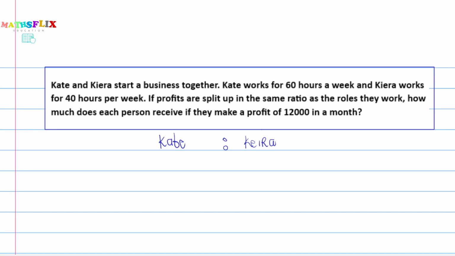They have a ratio. Kate works for 60 hours. Kiara works for 40 hours. We need to simplify this. Well, to simplify this, we need to find a number that can get into both 60 and 40. 10 can get into 60 6 times and 10 can get into 40 4 times. All right. Now, we need to divide or share the profit that they get into this ratio. So what are we going to do? You ask. Well, take your 6 and your 4, add it, you get 10.